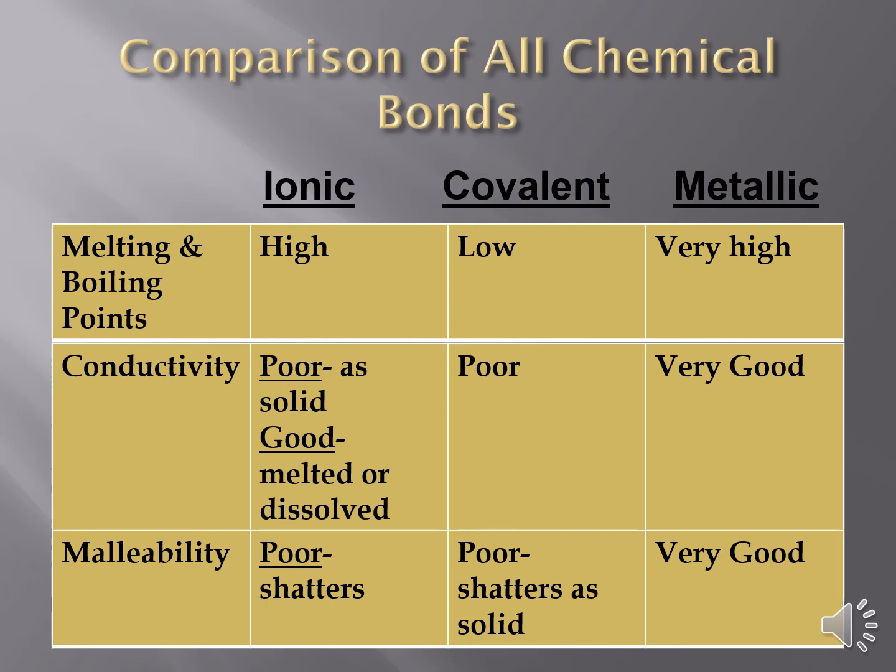And like the examples I just showed you, an ionic bond, like with table salt, hit that with a hammer, of course it's going to shatter. Same thing with a covalent bond, like the sugar. If you hit that, it's going to shatter, split all over the place. But something like metallic, like copper or aluminum, you hit that with a hammer, you can shape it into different kinds of shapes, and it won't shatter and go all over the place.